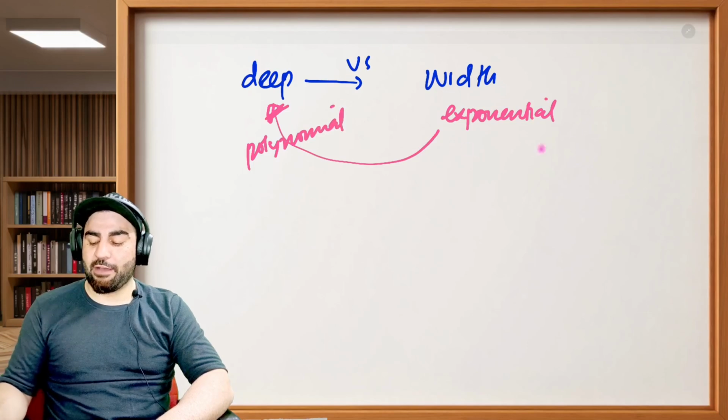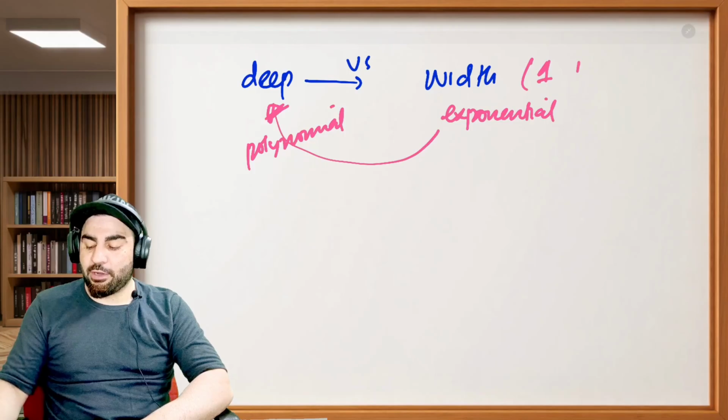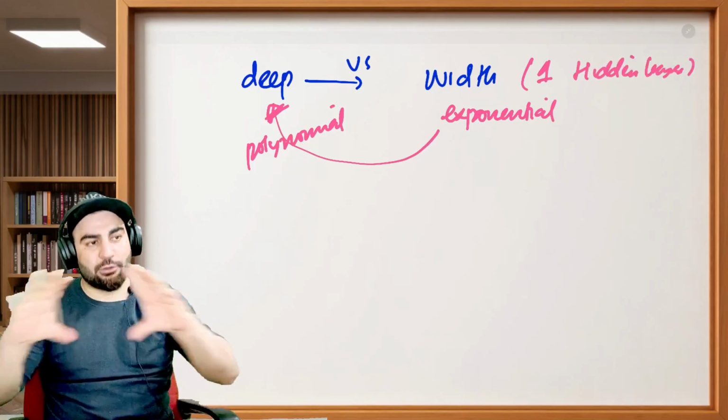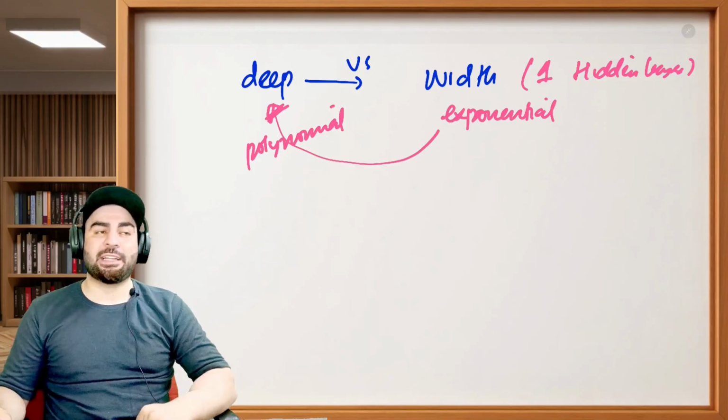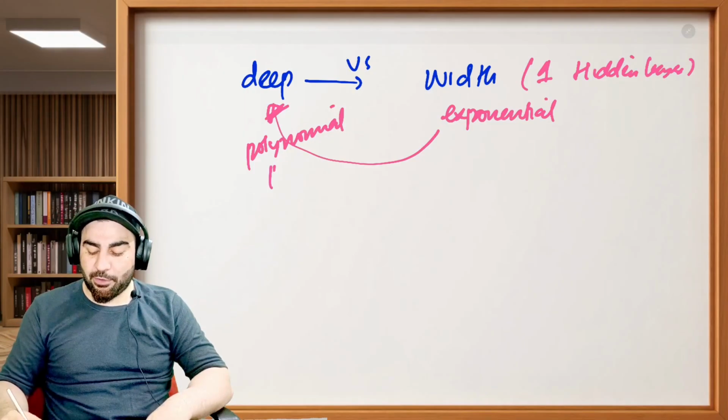number of neurons. So you have an exponential number of neurons with width, basically one hidden layer or some hidden layer, and then you have to use a lot of neurons. So can I have a trade-off? Can I make this network deep, so that I can use a polynomial number of neurons?